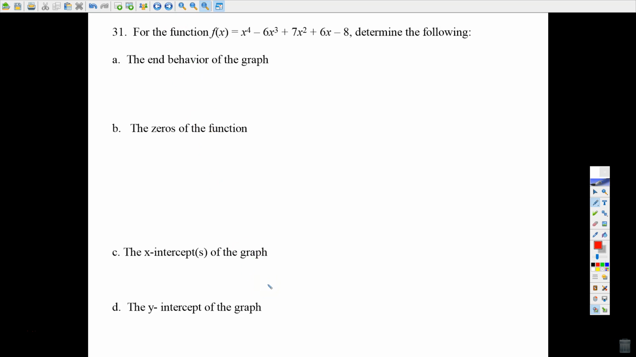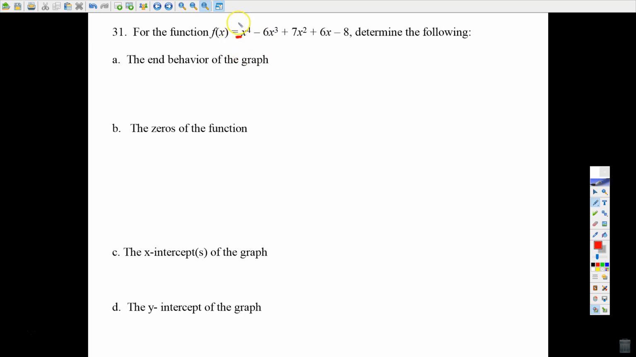All right, 31. This is a polynomial function, 4th degree. Let's find the end behavior. Well, we talked a little bit about end behavior first semester. Some things that we know just by looking at the function. First of all, you should always pay attention to the lead coefficient. That's the number in front of the very first term if they're in standard form.